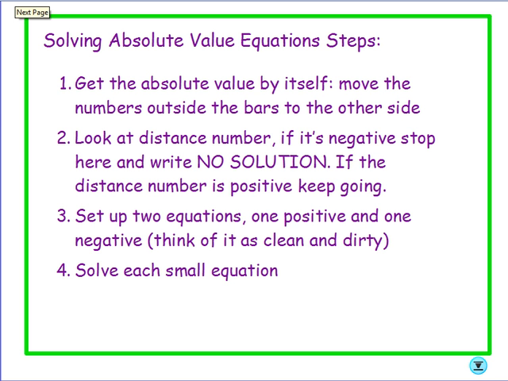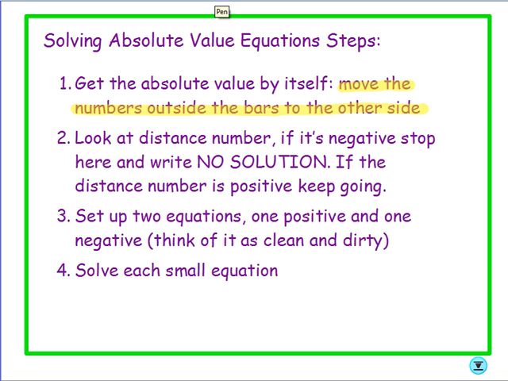The first step is you want the absolute value by itself. What that means is that you are going to move the numbers outside of the bars to the other side. Anything that is not inside the bars needs to be on the other side of the equal sign. Now, the next thing you need to look at is now your distance number. That's your answer, basically. It's the number that's on the other side of the equal sign.